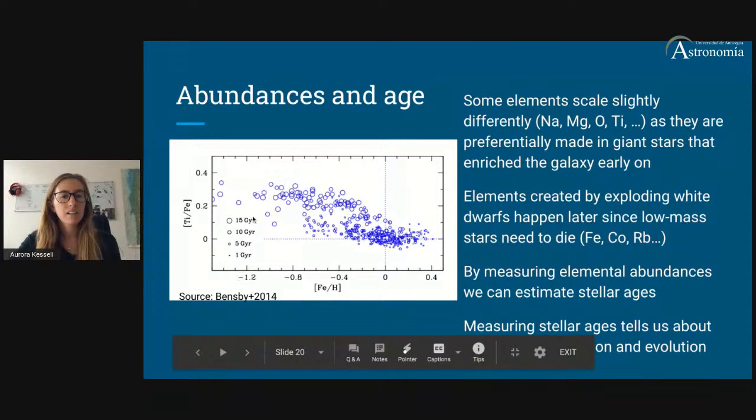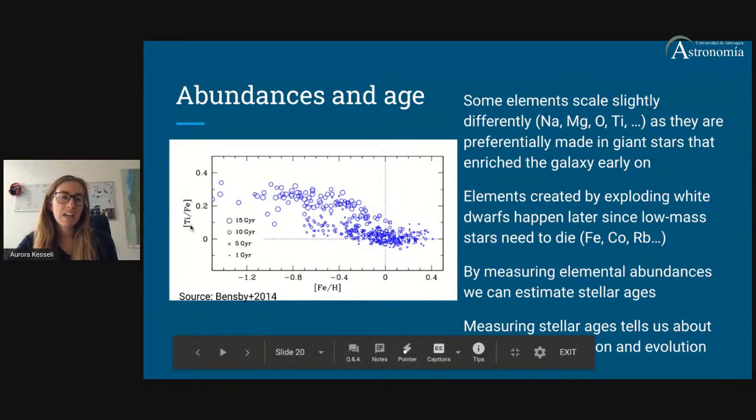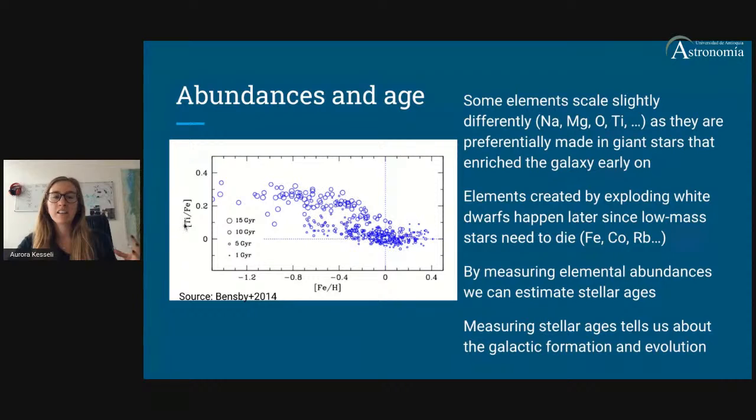And the plot is showing here with the circles, the age. So we have most of these larger circles, which means 15 billion years, at higher titanium abundances. And then as we get to the current day, you can see that the titanium to iron abundance is about the same as the sun's. So at lower metallicities or larger ages, titanium and magnesium and these other elements are comparatively more abundant than they are in the sun compared to iron.